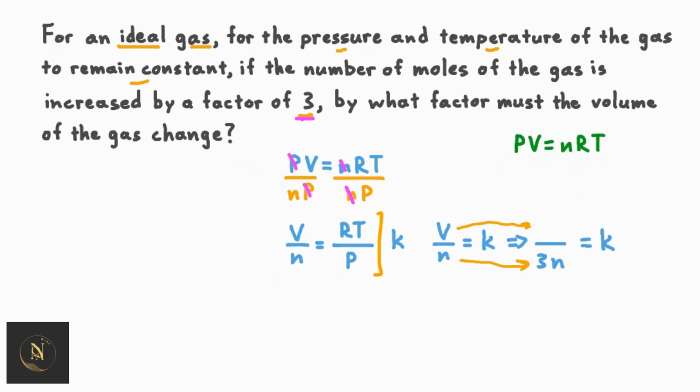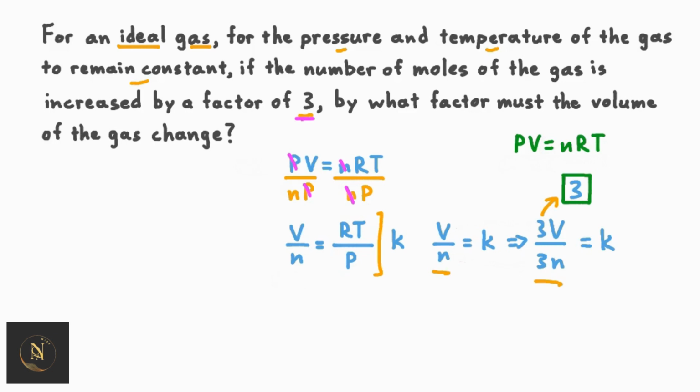If V divided by N is equal to K, then if N is multiplied by a factor of 3, V must be as well. That way, the new ratio, 3V divided by 3N, is still equal to V divided by N, which is equal to K. We know then by what factor V must correspondingly be multiplied.